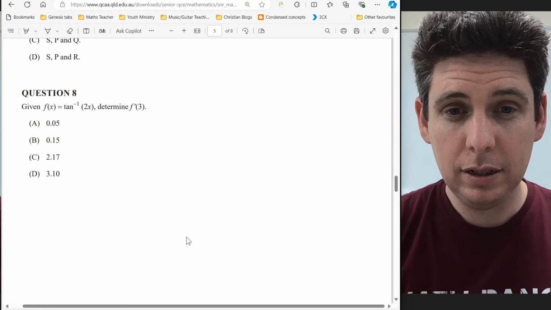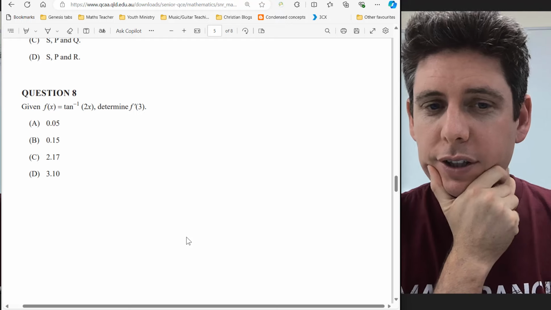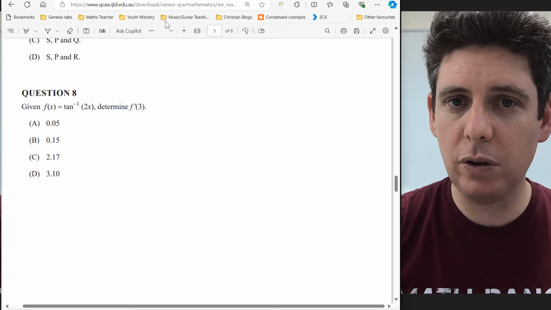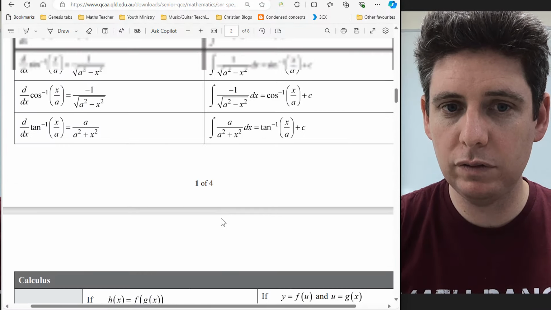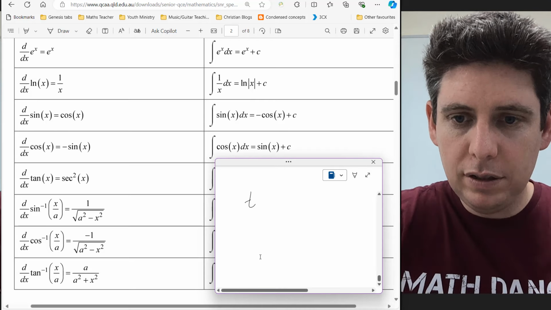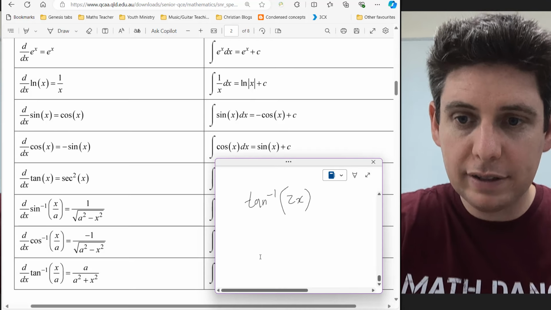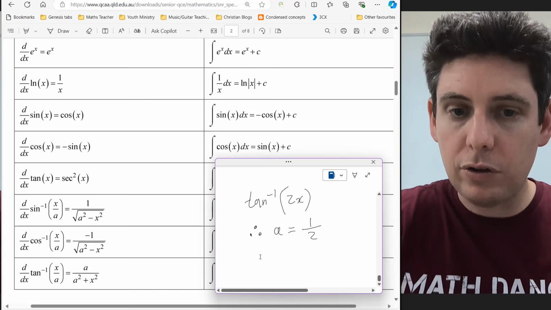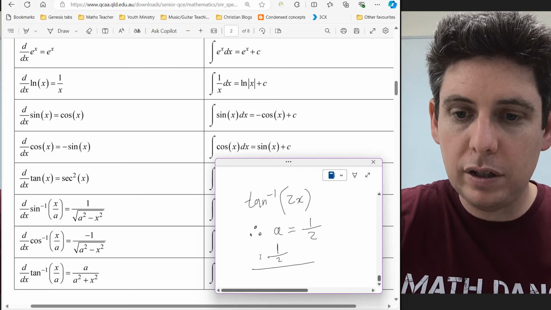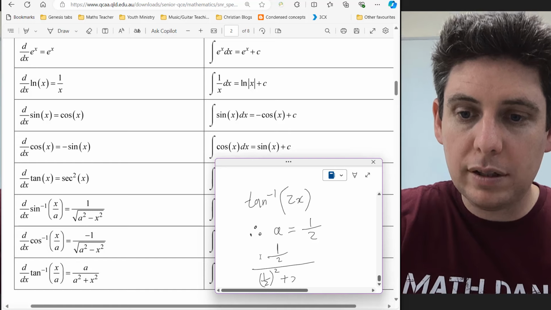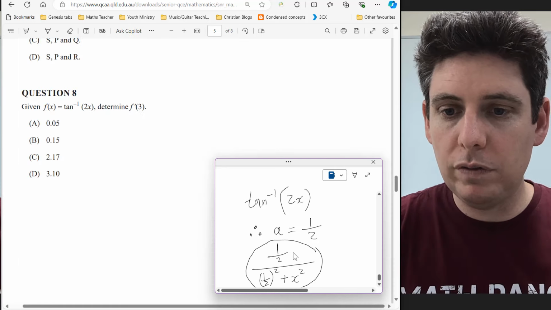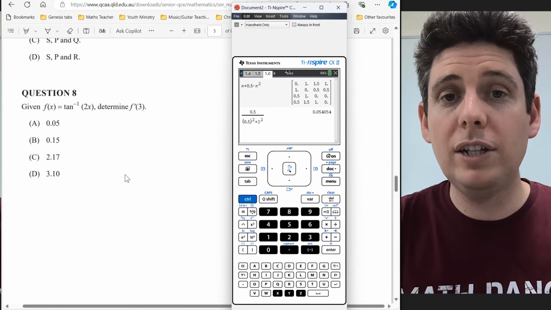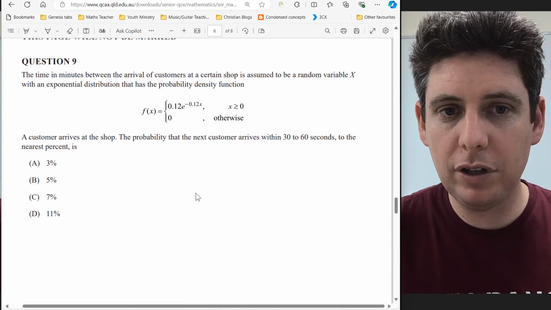All right, question 8. So we have some inverse trig functions. So if f(x) is tan negative 1 of 2x, determine f dash 3. So going to our formula sheet, because we've got calculus involved, the derivative of tan negative 1, so if the function is tan negative 1, 2x, therefore a is equal to 1 over 2. So our answer is 1/2 over 1/2 squared plus x squared. That's the derivative there. So we've got to type that into the calculator and substitute 3 for x. So the answer to question 8 is A, 0.05.